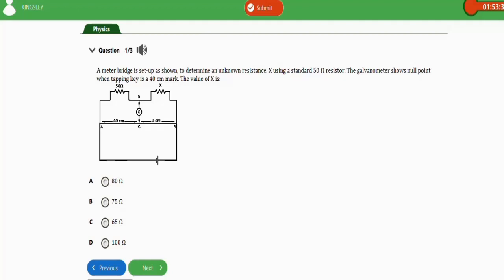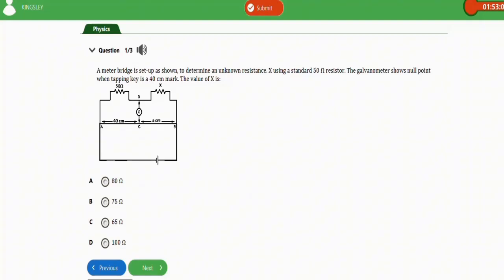To determine an unknown resistance X using a standard 50 ohms resistor, the galvanometer shows null point when the tapping key is at the 40 cm mark. The value of X is what?